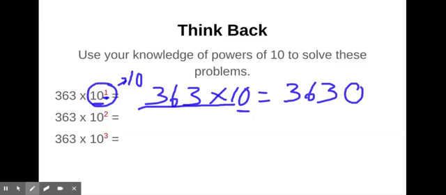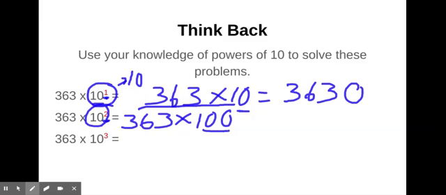We can use our zeros trick on all of these problems. Here we have 10 to the second power. That 2 tells us that we're going to have two 10s or two zeros on our answer. So what we're actually solving is 363 times 100, two zeros because of the 2 in our exponent, which gives us 363 plus 2 zeros.